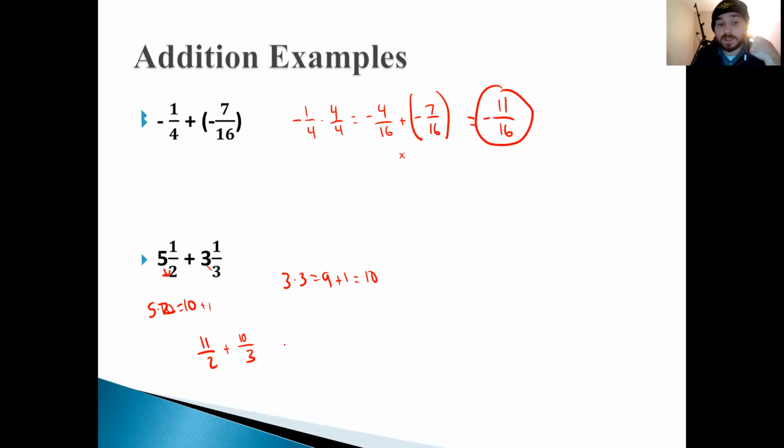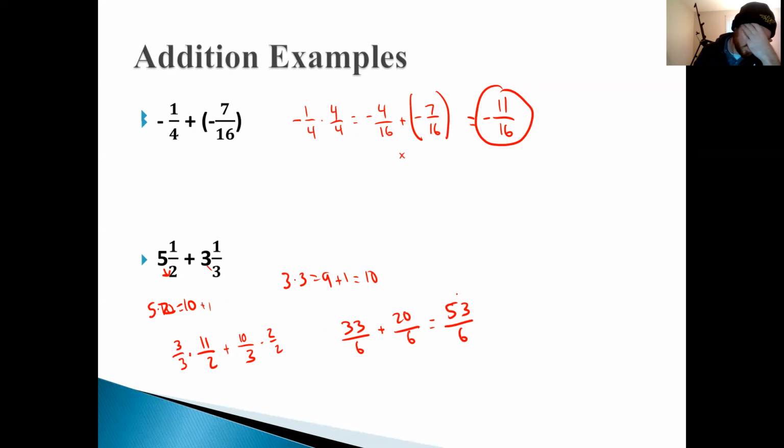The least common denominator of 2 and 3 is 6. So we multiply this by 3 over 3 and this by 2 over 2. That gives us 33 over 6 plus 20 over 6, which is equal to 53 over 6.